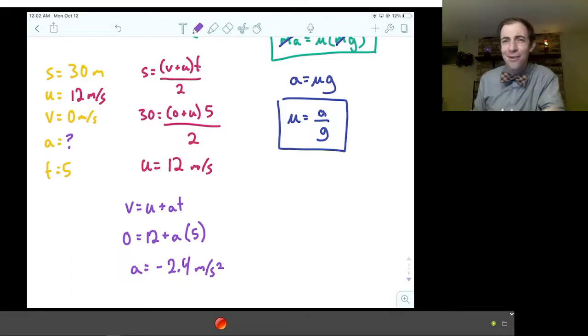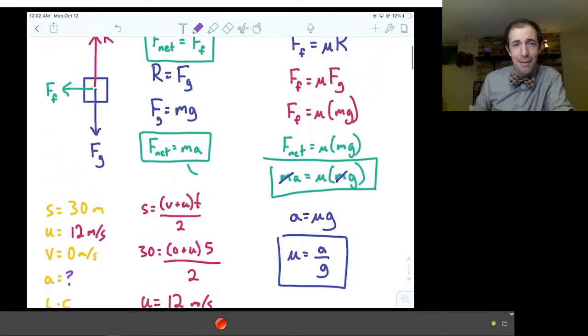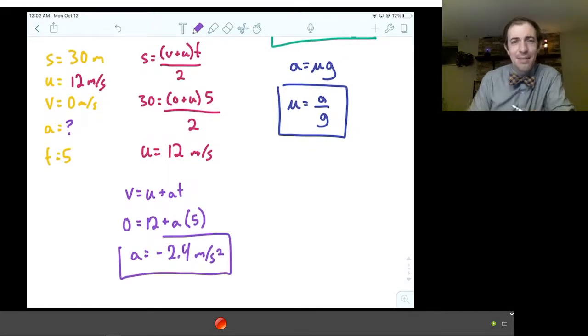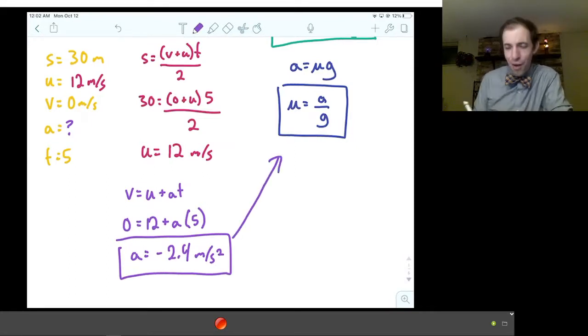In this case, in forces, we can just treat that as a magnitude. That will be just fine because we know that the direction is associated with the arrows that we have up here. So now we have an acceleration. That's how fast the hockey puck is slowing down. And that is enough now to plug in and solve for mu.